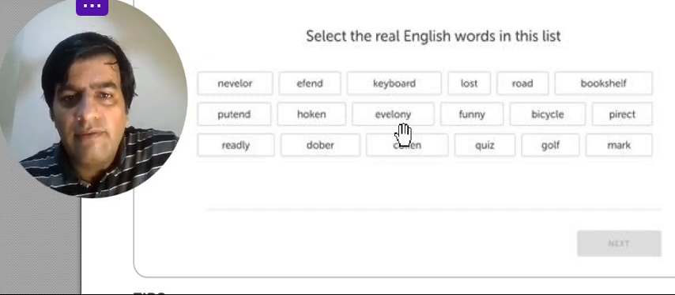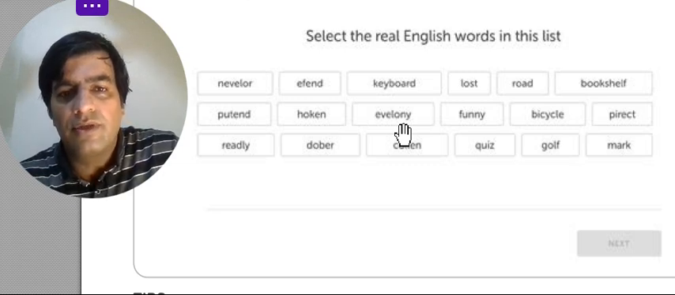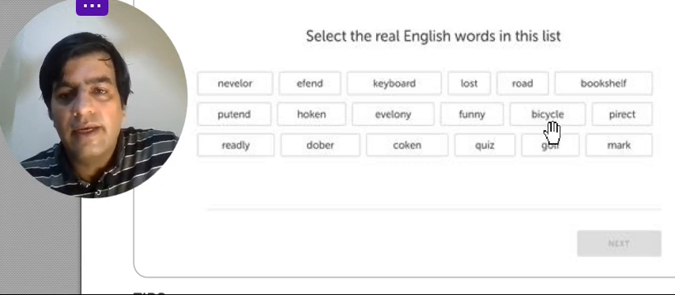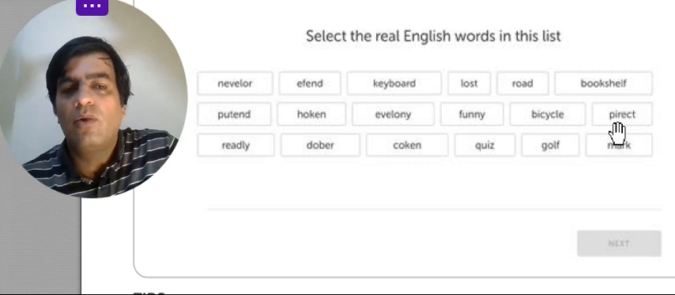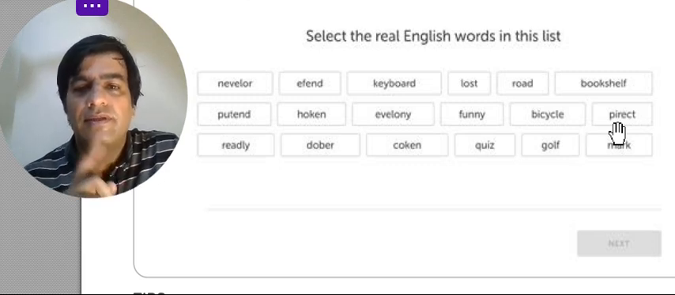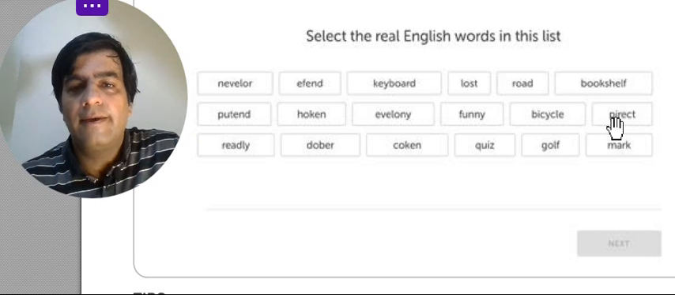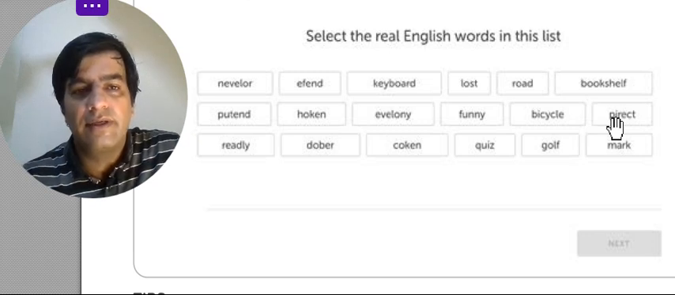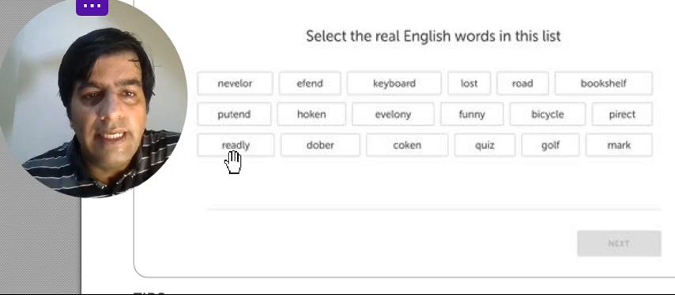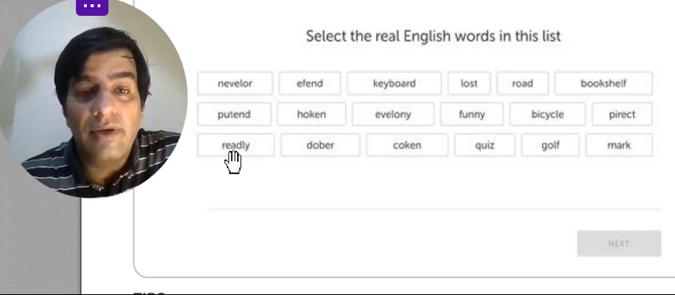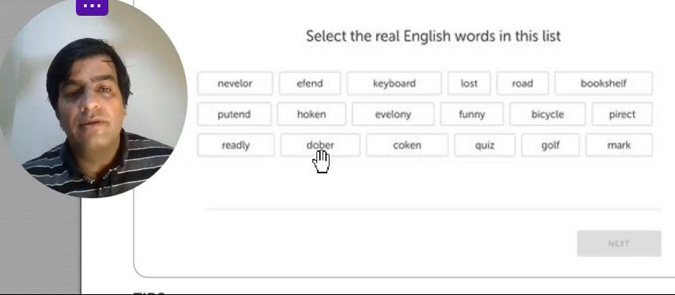Abalone. No, this is again not an English word. Funny, yes, of course. Bicycle. Okay. Then pirate. Now, of course, the word is direct in English and it has a little bit of difference. Therefore, you won't take it as an English word. Then readly. Now you know that read is an English word but readly is not. Got it? Okay. Then comes Dober.